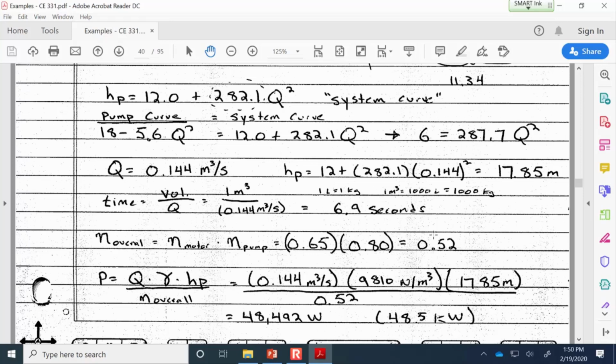12 meters is pretty high. I couldn't lift 1,000 kilograms 12 meters in 7 seconds. Probably take me 8 or 9 at least.